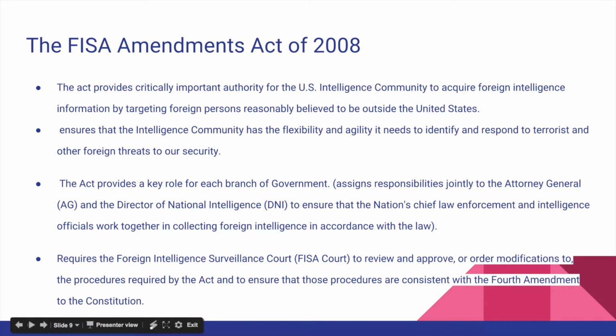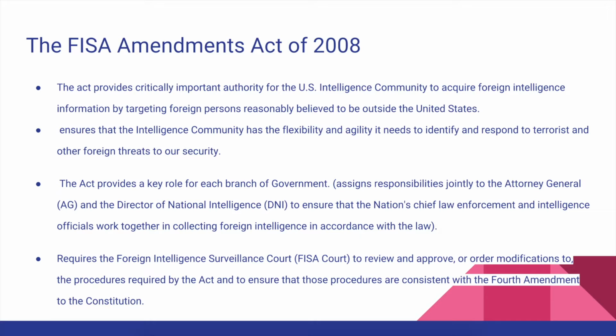The FISA Amendments Act of 2008 provides critically important authority for the U.S. intelligence community to acquire foreign intelligence information by targeting foreign persons reasonably believed to be outside the United States. The Act also ensures that the intelligence community has the flexibility and agility it needs to identify and respond to terrorists and other foreign threats to our security.